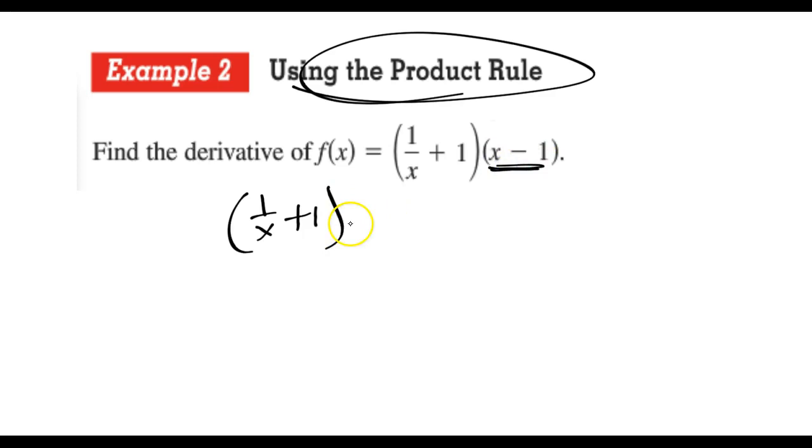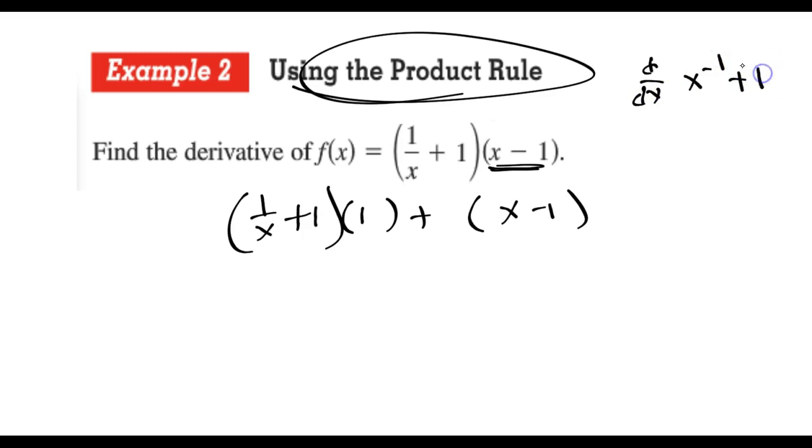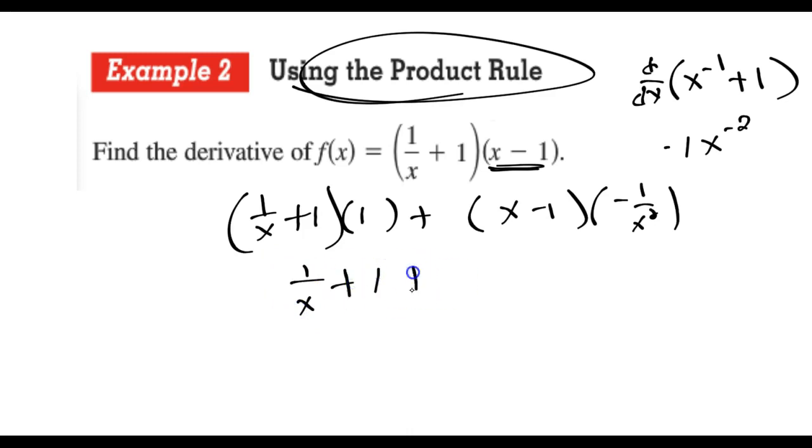1d2 plus 2d1. Now the derivative of 1 over x, which is x to the negative first plus 1, is really negative 1x to the negative second, which I'll write as negative 1 over x squared. You can leave it in exponential form, but I don't like negative exponents. So 1 over x plus 1 plus, if I distribute this, I'll get negative 1 over x plus 1 over x squared.